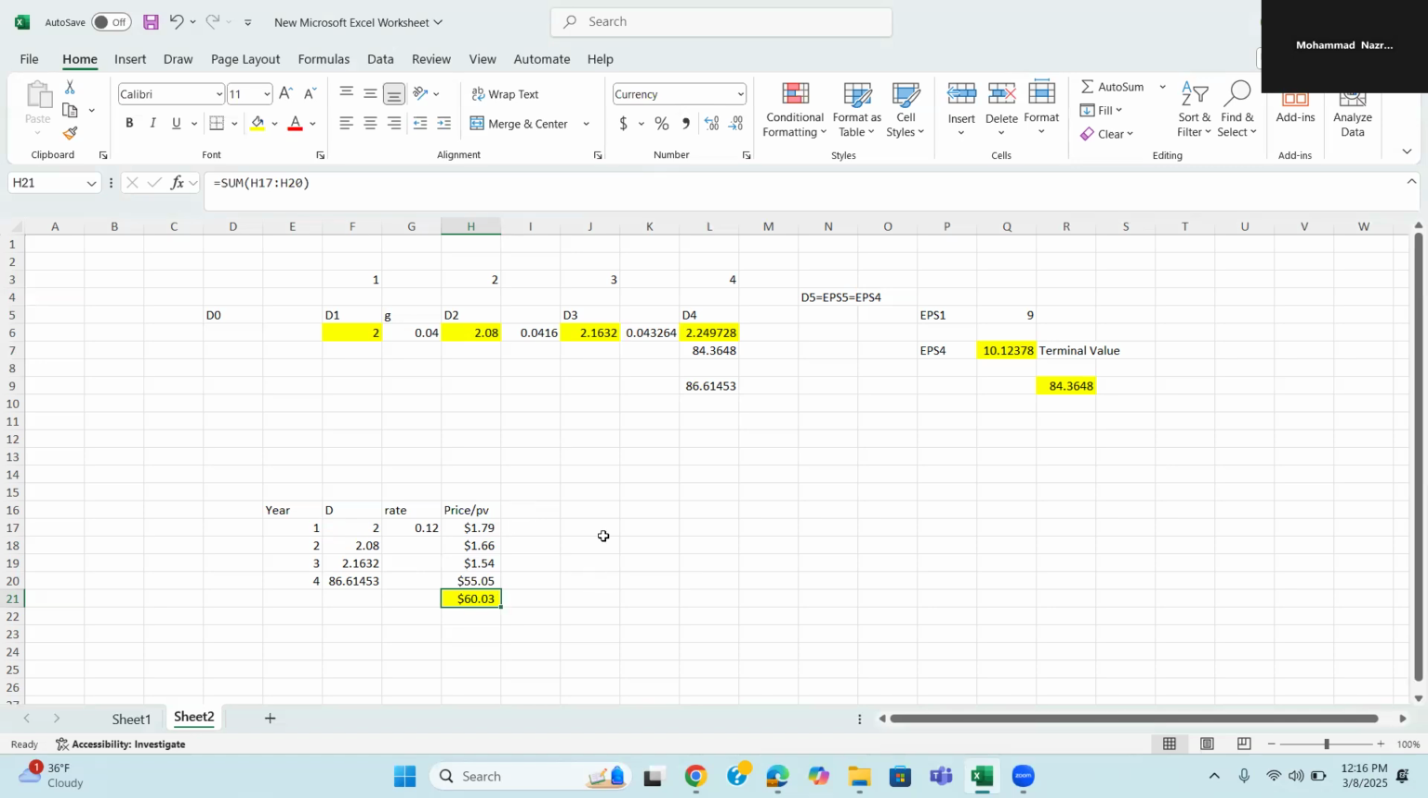All right. So either way you can do it. You can use this Excel sheet, or you can use that formula and do it in your calculator. Both approaches will give you the same answer.